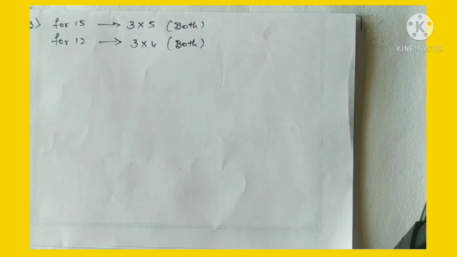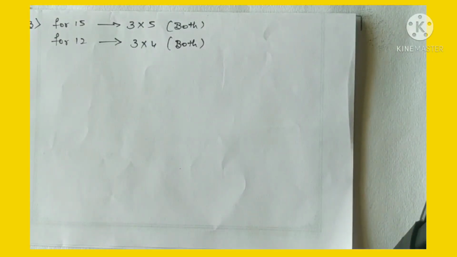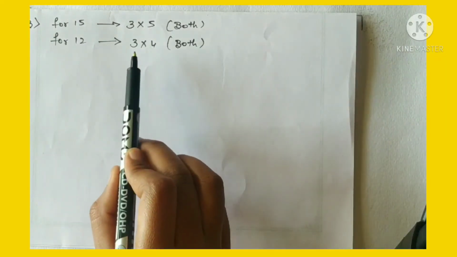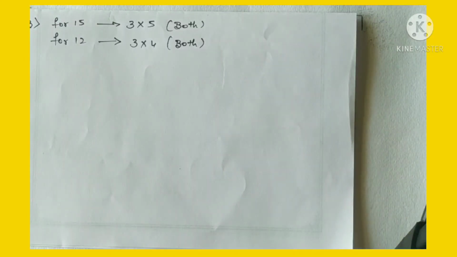Next note is for 15. The divisibility rule for the number 15 is that it must satisfy the divisibility rules of 3 and 5. Then only it satisfies the divisibility rule of 15. Similarly for 12, it must satisfy the divisibility rules of 3 and 4. Then only it satisfies the divisibility rule of 12. This is all about the divisibility rule. In the next session we will discuss some exam problems regarding this divisibility rule.